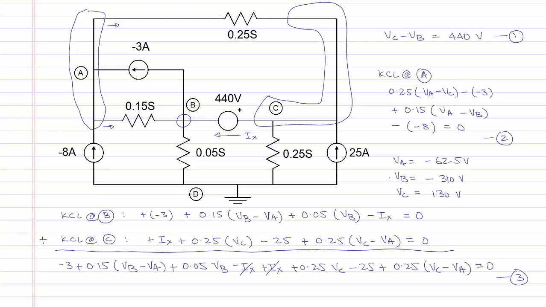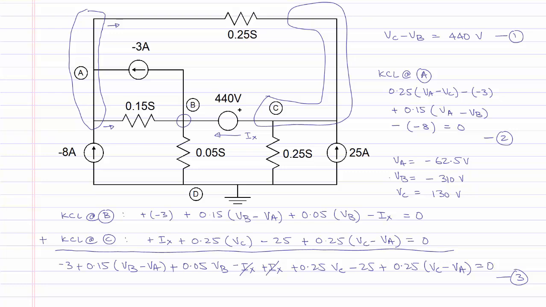Finally, we add the two KCLs written at the two ends of the floating voltage source to eliminate Ix from that equation. If we follow this procedure, we will end up with a number of equations with the same number of unknowns, which can be solved for all the nodal voltages. The method for handling a floating voltage source in nodal analysis is to introduce a variable Ix, the current through the voltage source, and then eliminate this variable by writing KCL at both ends of the voltage source.